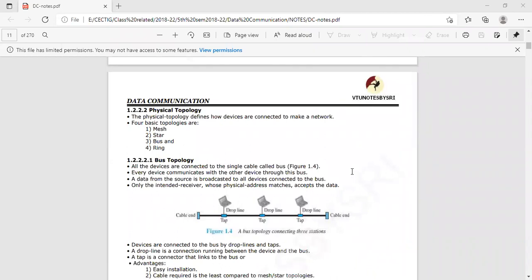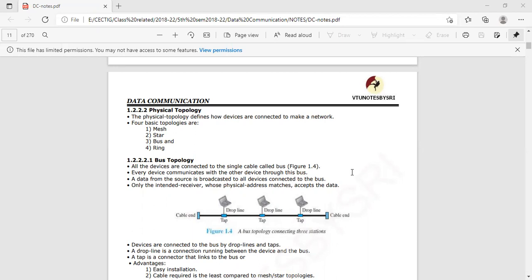Now there are some topologies. Topologies means the networking topologies, how the diagrams, how the things are actually set up. The networking topologies are set up in a particular way, in a particular mode. There are basically four topologies we follow in the networking sector. One is mesh, second is star, third is bus, and fourth is ring. So these four topologies are present.